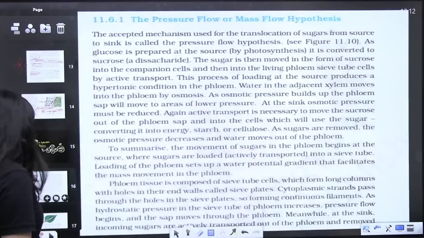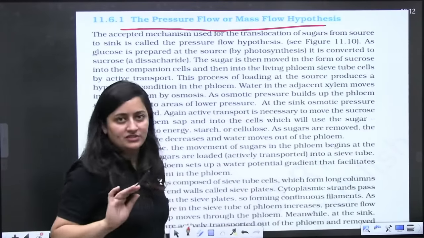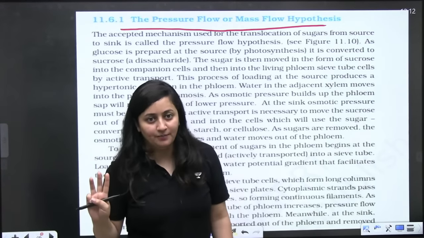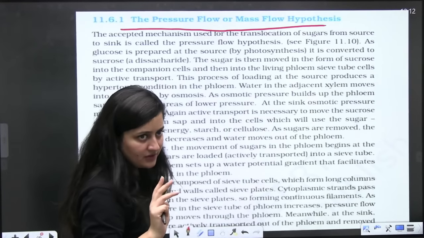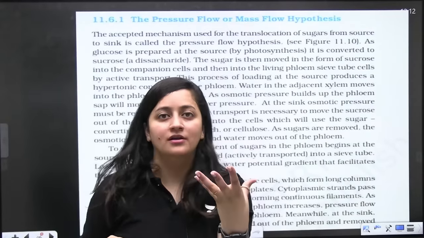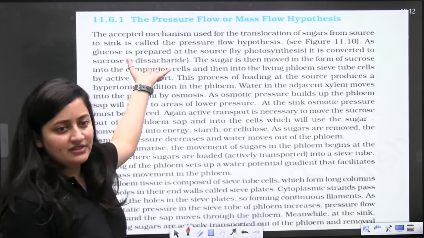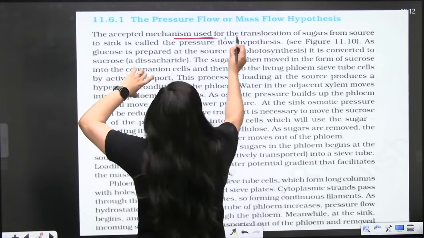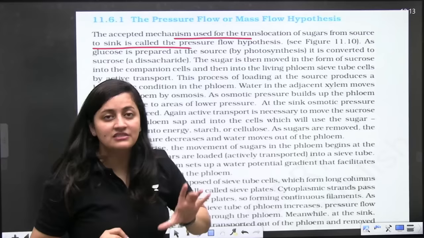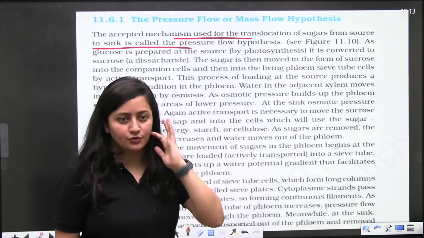Now, the next important topic here is the pressure flow or mass flow hypothesis. Two to three questions can come from this particular part. Here, we are talking about the translocation of food, your organic sugar, sucrose. The accepted mechanism used for the translocation of sugar from source to sink is the pressure flow hypothesis, also known as bulk flow hypothesis, also known as mass flow hypothesis.